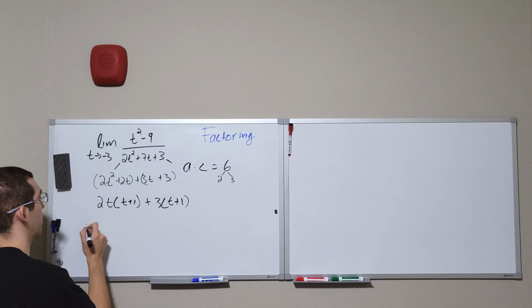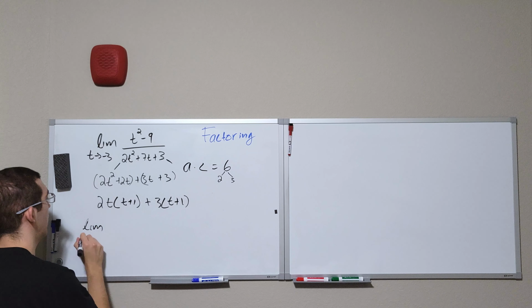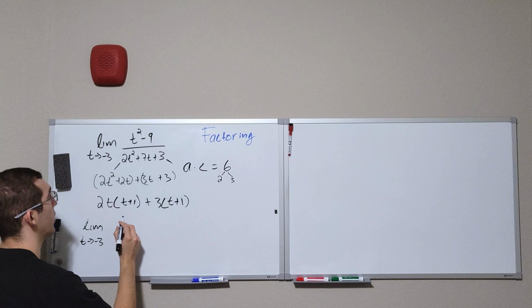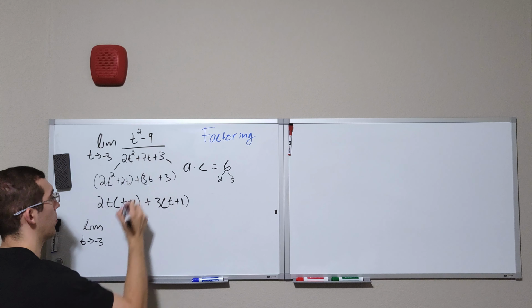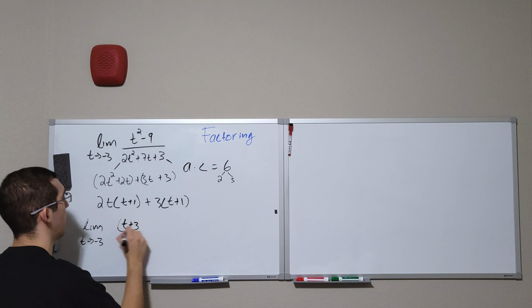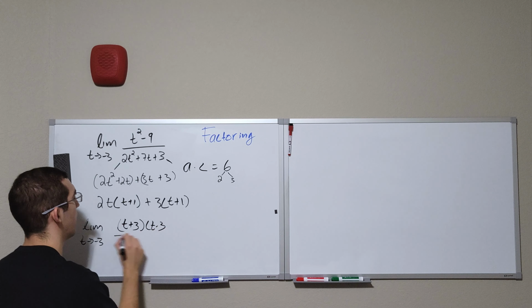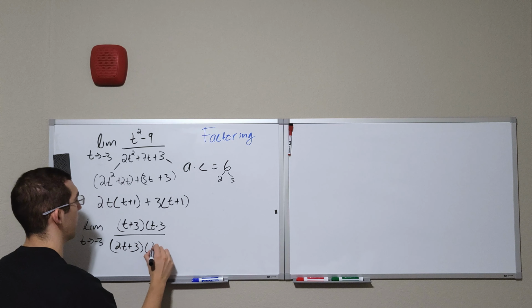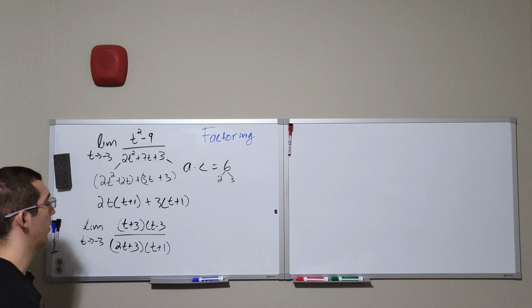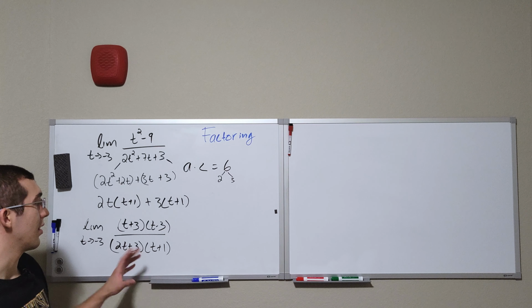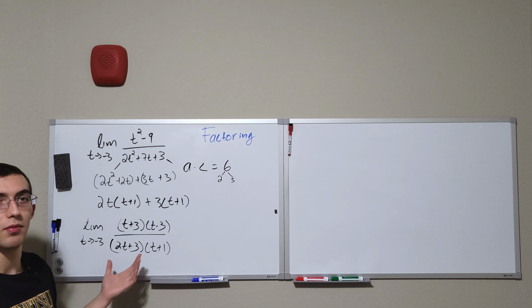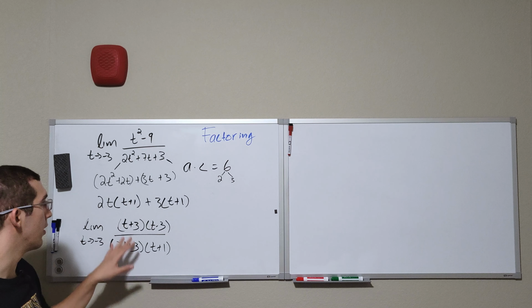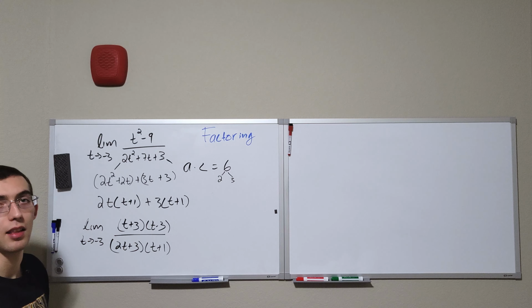Let me write the limit that we're trying to figure out. The limit as t approaches negative 3 of, I'm going to factor the numerator right away, so it's t plus 3 and t minus 3, and then that'll be over 2t plus 3 times t plus 1. Here, the issue is that none of these are common factors that I can cancel out. None of these match up, so I can't just slash anything out.